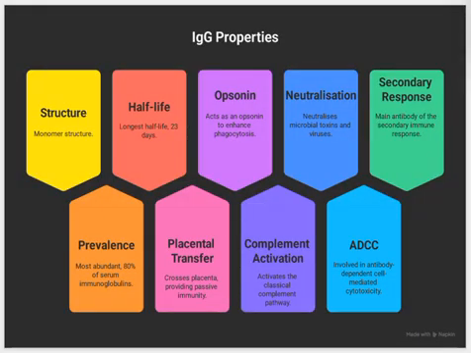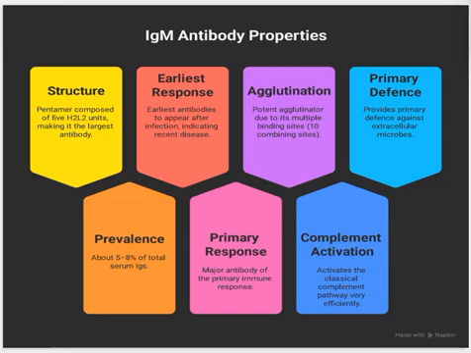IgM is our body's first responder among antibodies. As a pentamer, it has 10 binding sites, making it excellent at agglutination. It constitutes about 5 to 8% of serum immunoglobulins and is the main antibody during the primary immune response. IgM also activates the classical complement pathway efficiently, providing strong early defense against infections.